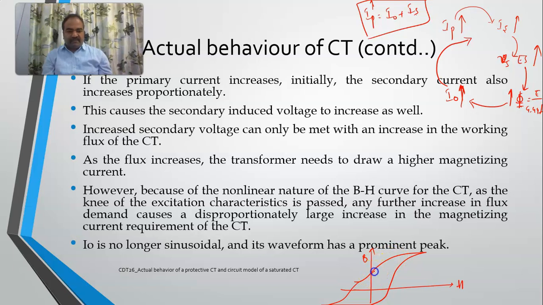Initially the curve will be linear in nature. As the current slowly increases, the magnetic flux will be developed. But after some time, even for a small change in magnetic flux, you require a large increase in current, right? It's because it has become saturated. So after some time, if you go on increasing IP, if you go on increasing IS, to increase this phi, you require a large amount of I0. Where does this come from? This should come from IP only. So automatically it will lead to a decrease of IS.